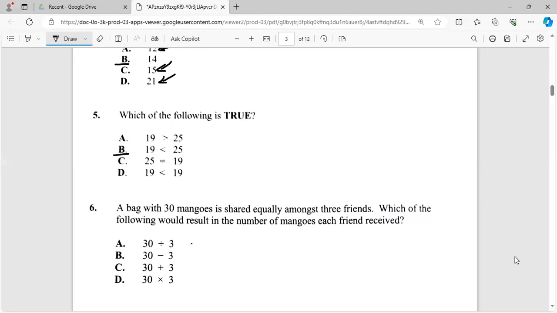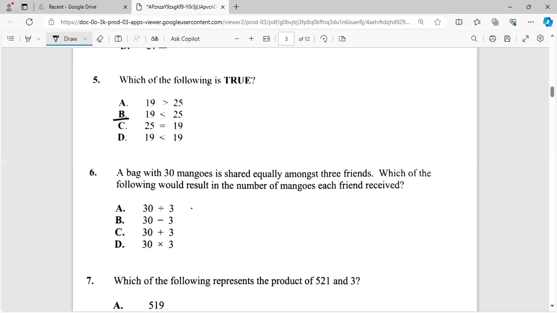That is true. A bag with 30 mangoes is equally shared among 3 friends. Which of the following would be the result of the number of mangoes each receives? So you have 30 mangoes and you're dividing it by 3 persons. So that would be 10. So this one would show A as our answer.